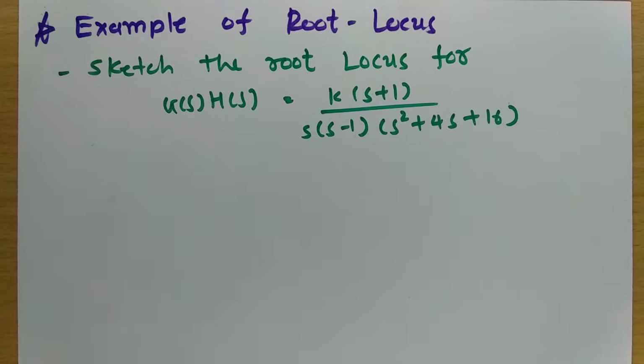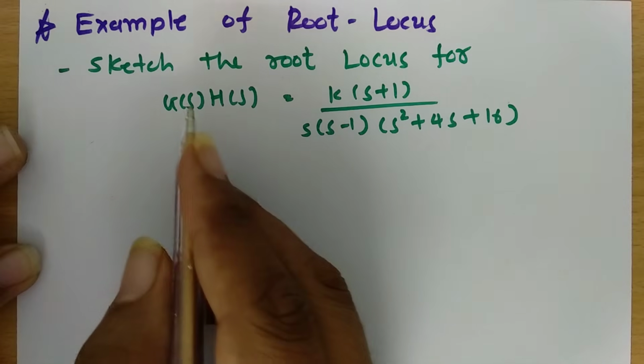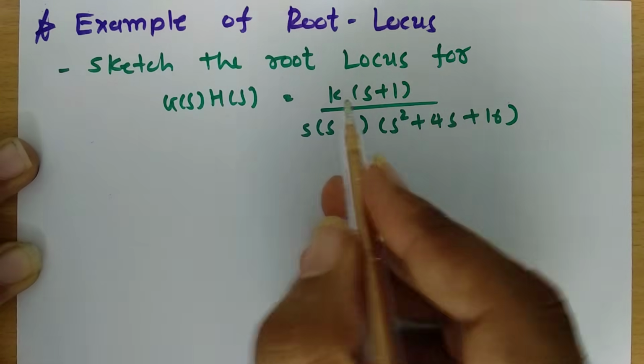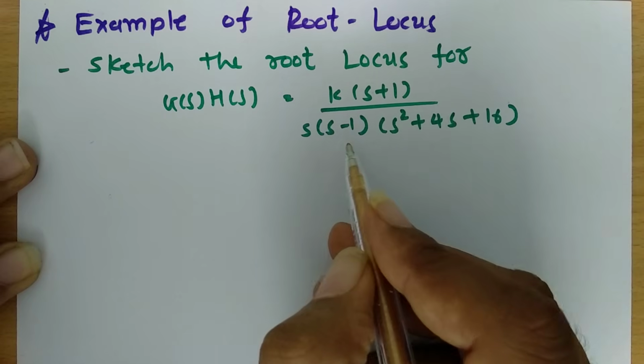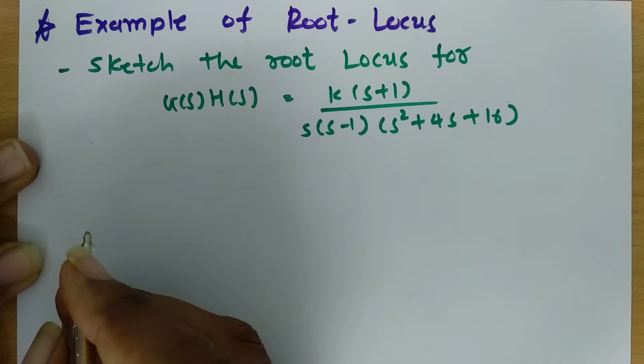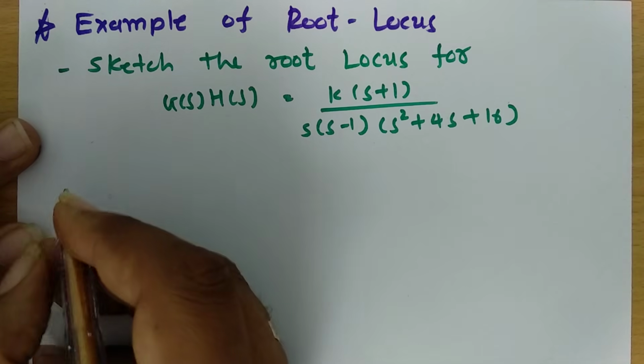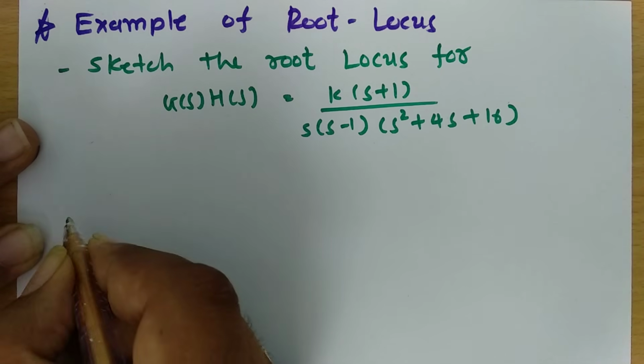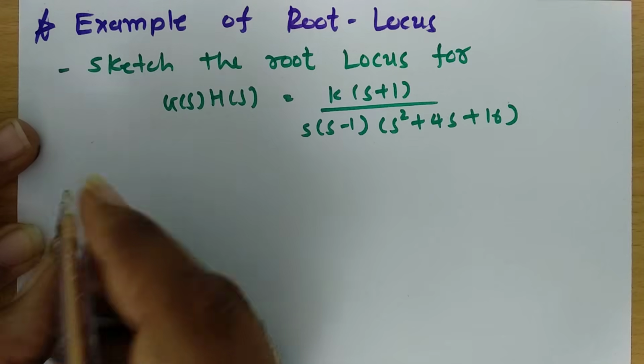In this session, I'll be explaining a very interesting example of root locus, where we have the transfer function of a system given by K into (s plus 1) divided by s into (s minus 1) into (s square plus 4s plus 16). So let us begin this example step by step, and at the end we'll be plotting the root locus for this example.